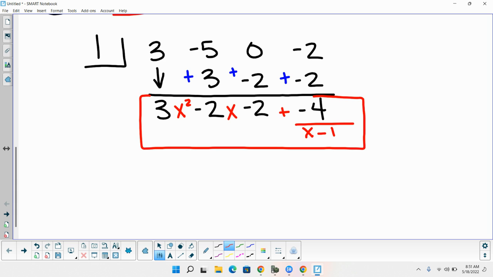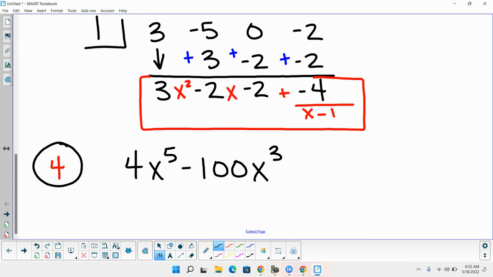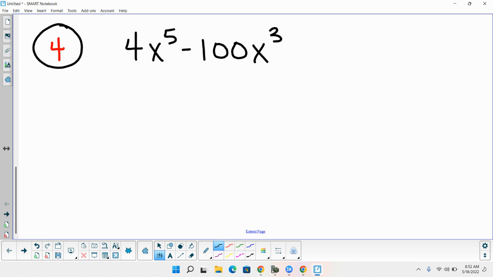All right, number 4. We're supposed to factor. Okay, what's the first thing we've learned about factoring? Look for a GCF, right? Does this binomial have a GCF? 4x cubed. Check it out.